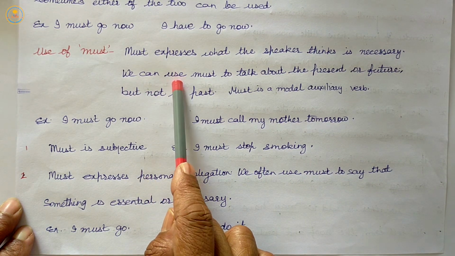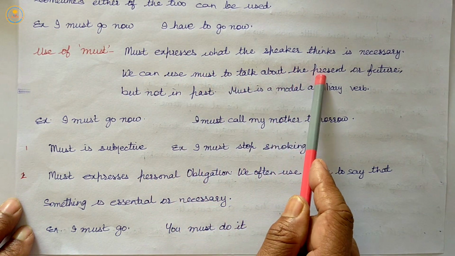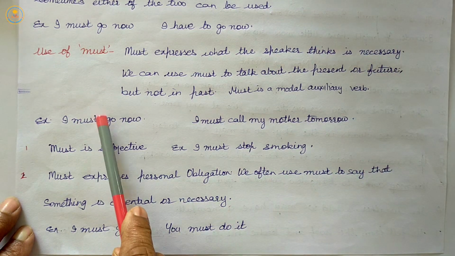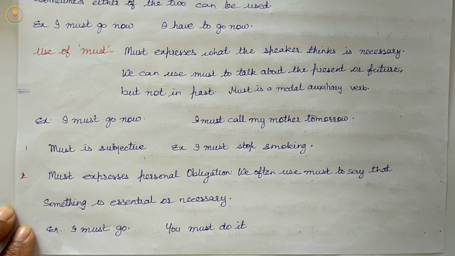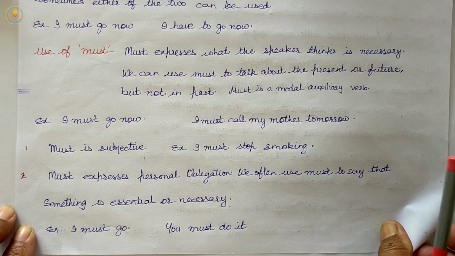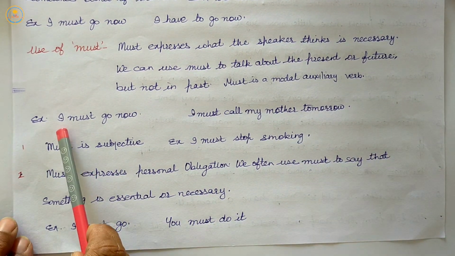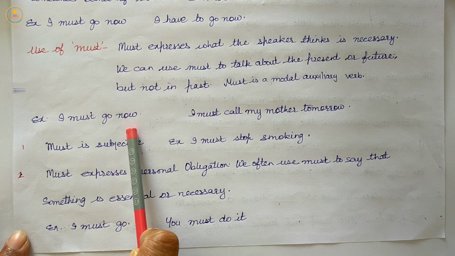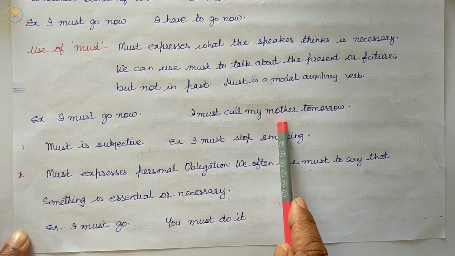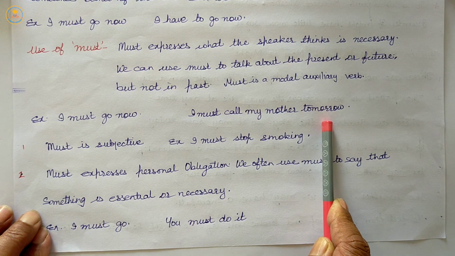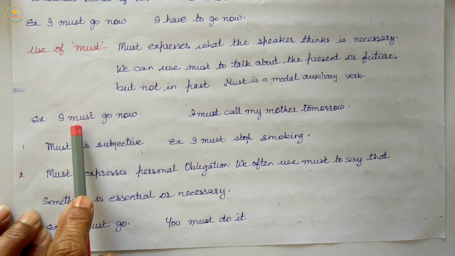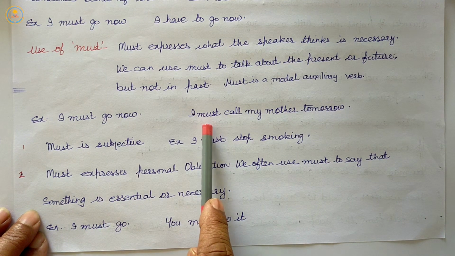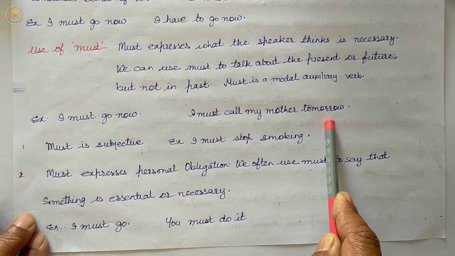We can use must to talk about the present or future, but not in past. Must is a modal auxiliary verb also. Example, I must go now. I must call my mother tomorrow.